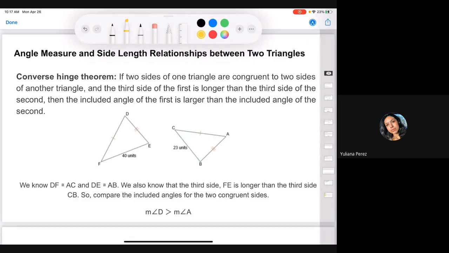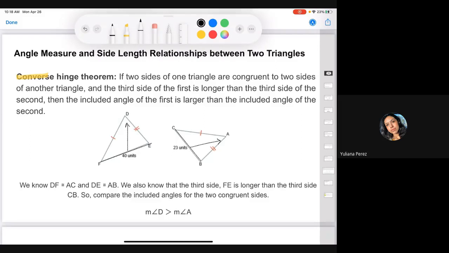And then the converse of that does the same thing, but it goes backwards. The other one we looked at how the included angle can affect that third side length. Here it's telling us how this third side length can affect the angle. So again, we have two congruent sides. And basically here I'm trying to determine which included angle is larger. Well, opposite the larger third side, which in this instance is 40, will be the larger included angle. So D would be larger than, what is the opposite angle here? A. D would be larger than A.